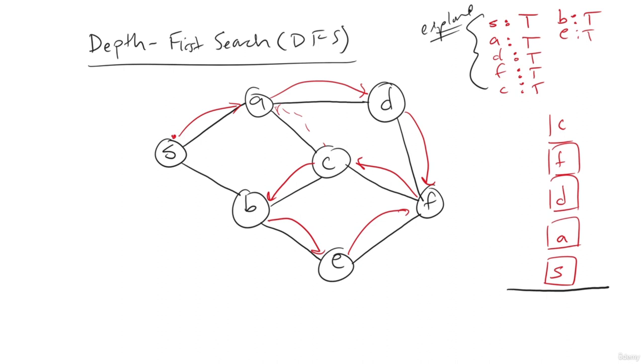Actually, at B, we might try to traverse this edge. If we traverse this edge, we'll realize that S has already been explored. So we throw S onto the call stack, and then we pop it right back off, because it's already been explored. And so we go back to B, and then we start backtracking to C.